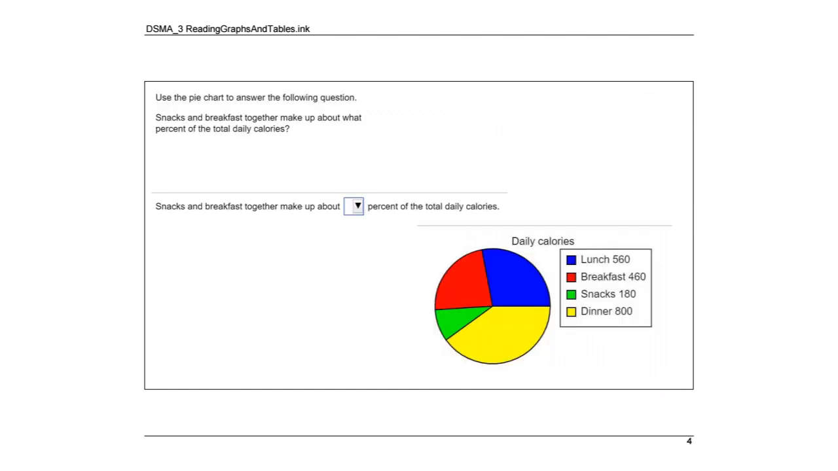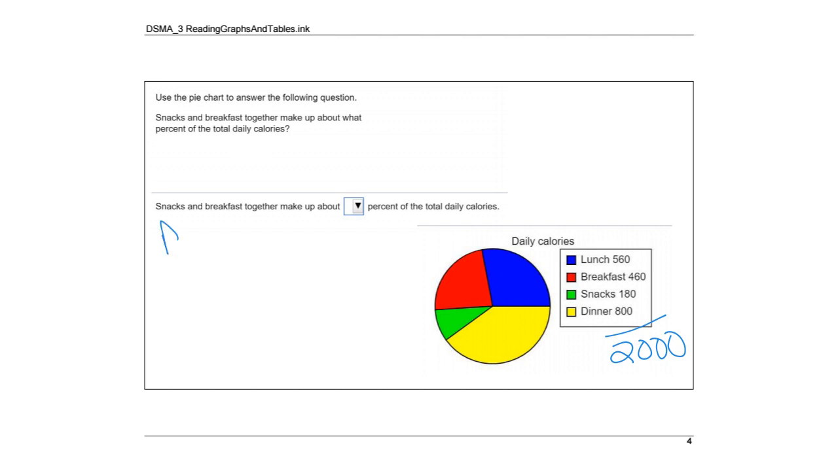All right, let's take a look here. We have a pie chart. So we have lunch is blue, breakfast is red, snacks green, and dinner yellow. Okay, and it says snacks and breakfast together make up about what percent of total daily calories? So with percent, I need a piece over the total. So let's go ahead and add these up. If you add these 4 numbers up, you're going to get 2,000 total daily calories.